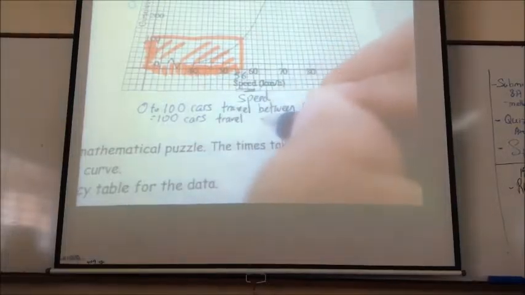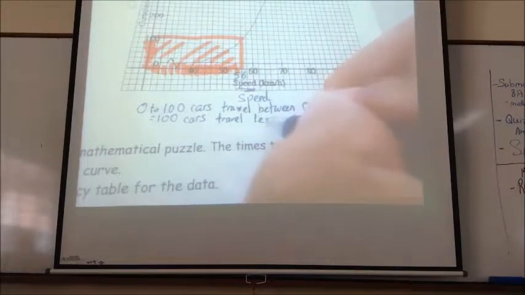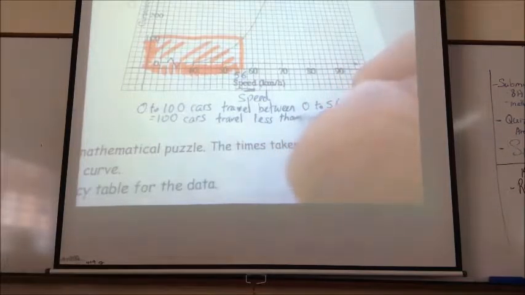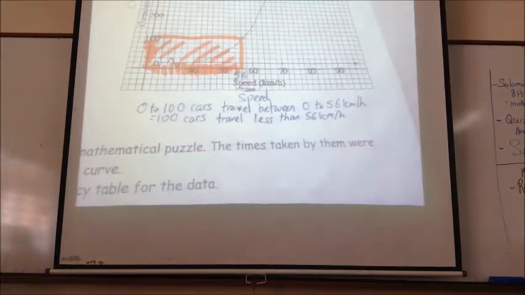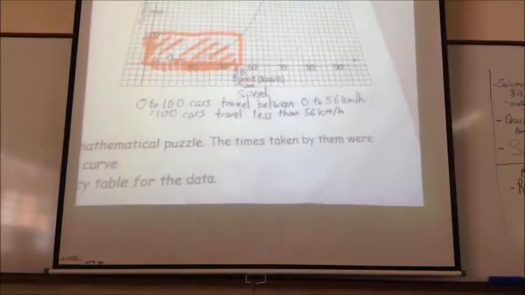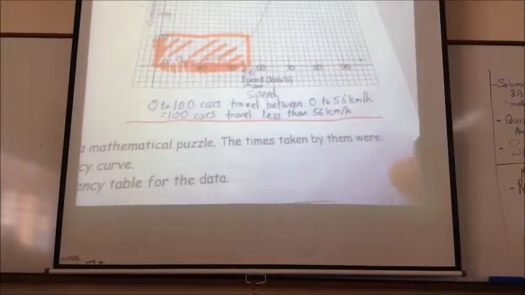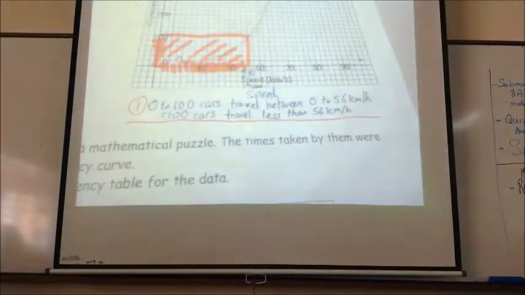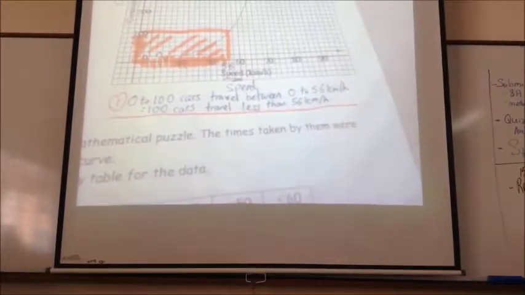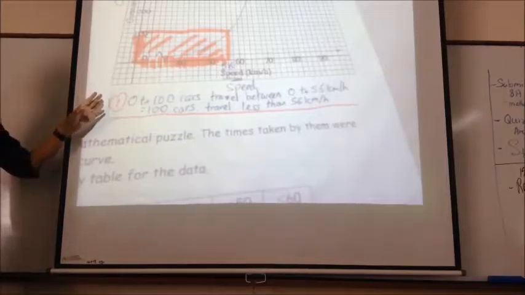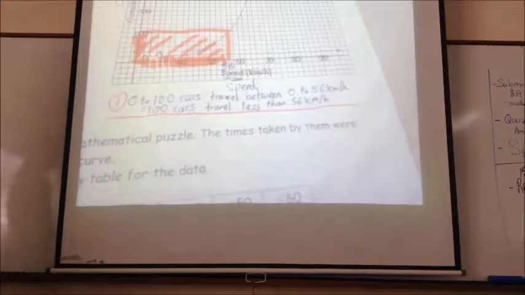Travel less than 56 kilometer per hour. I will draw a line. This is fact number 1. Now, okay, you copy first, and then we will understand the second.